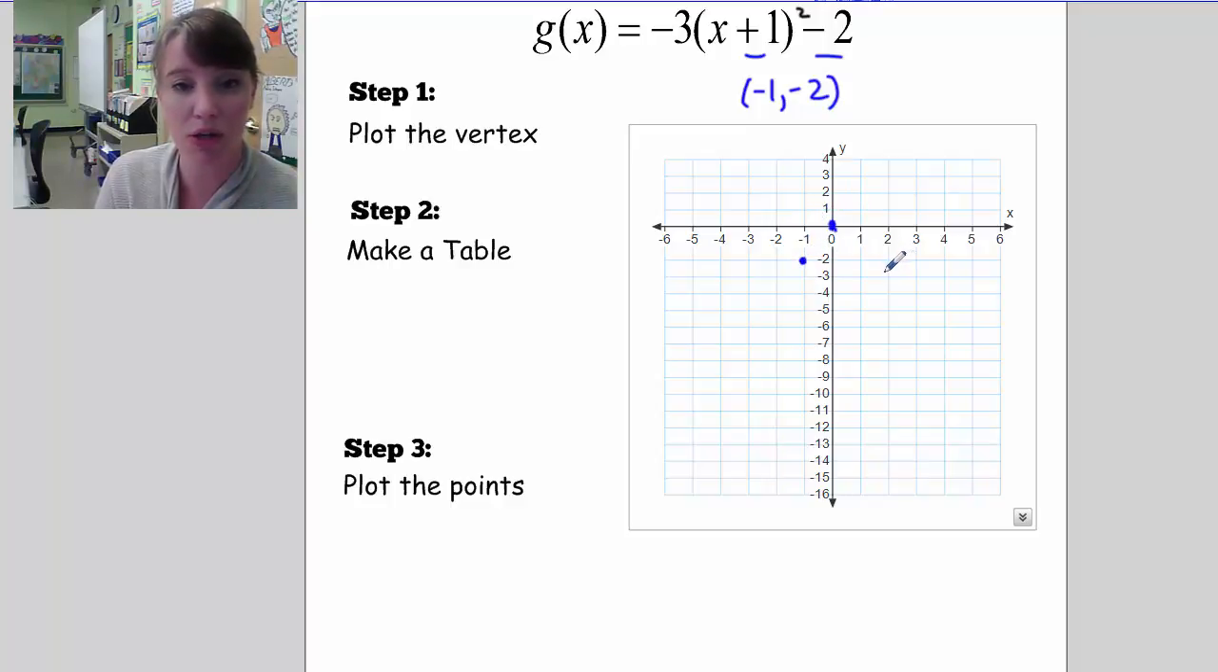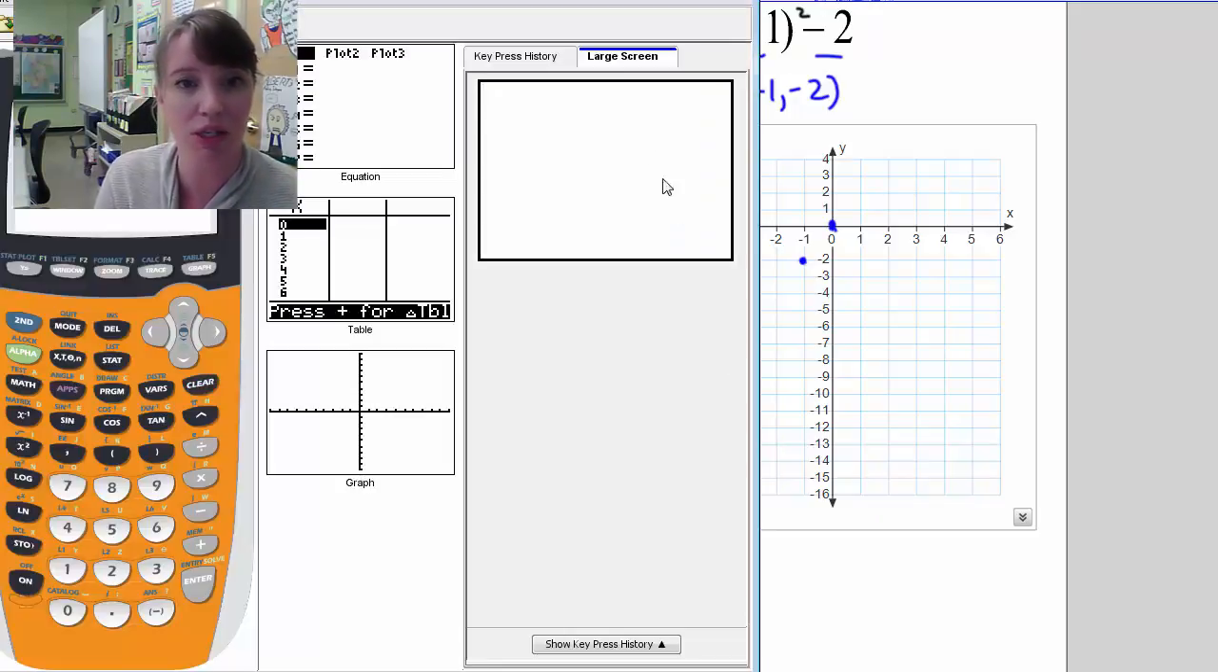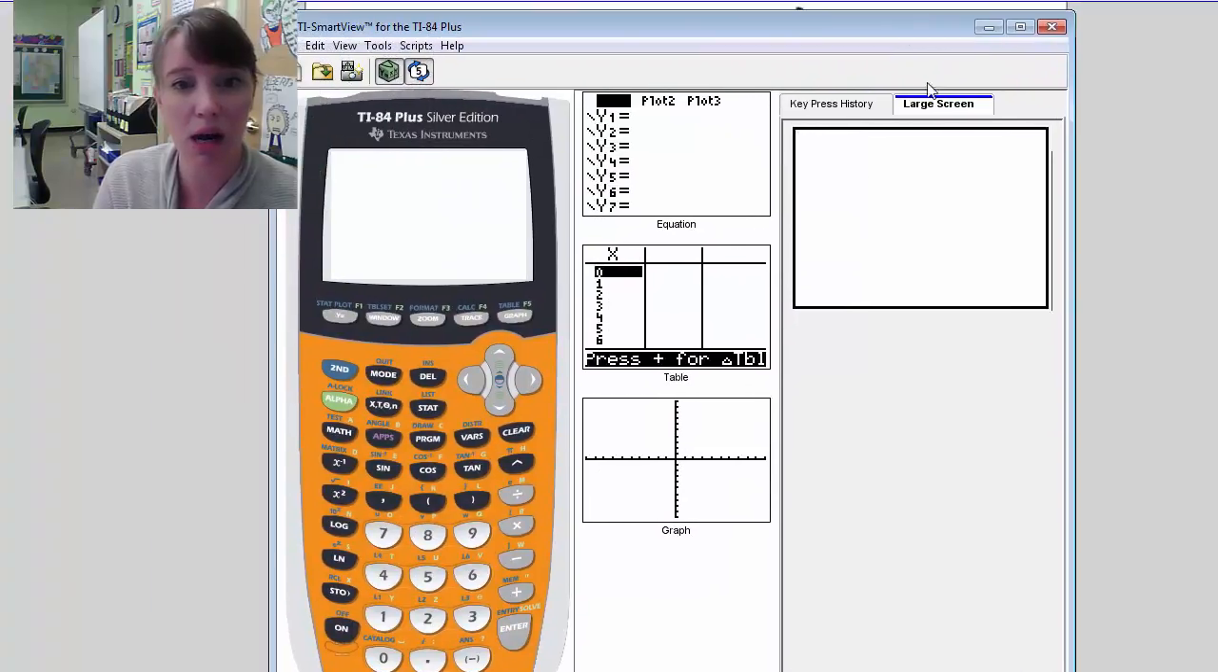That's our vertex. Now, what we want to do here is make a table. And you know what? A quick way of making a table is to just actually plot it on your graphing calculator, since you're given that on the regions. So let's go ahead and plot this.